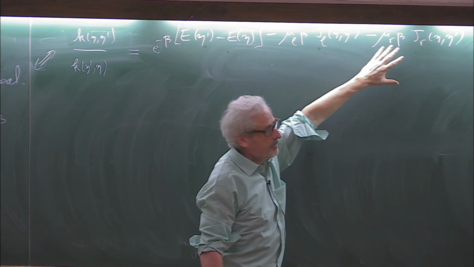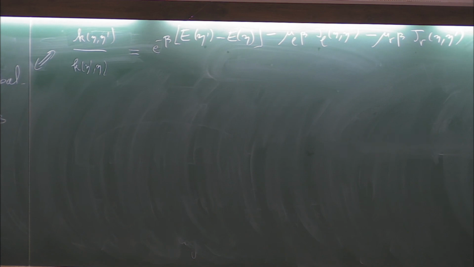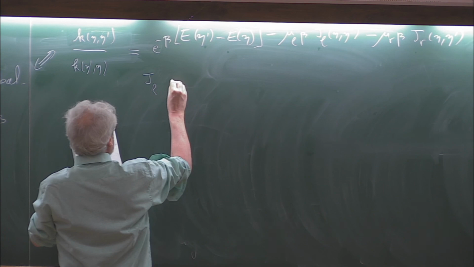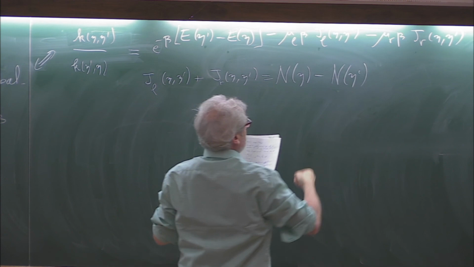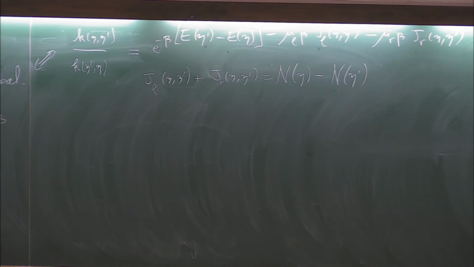Okay. So just to remind you what I also said, if I take the left current from eta to eta prime plus the right current from eta to eta prime, this will be the change of the particle number in the universe, in the world, right? By definition.